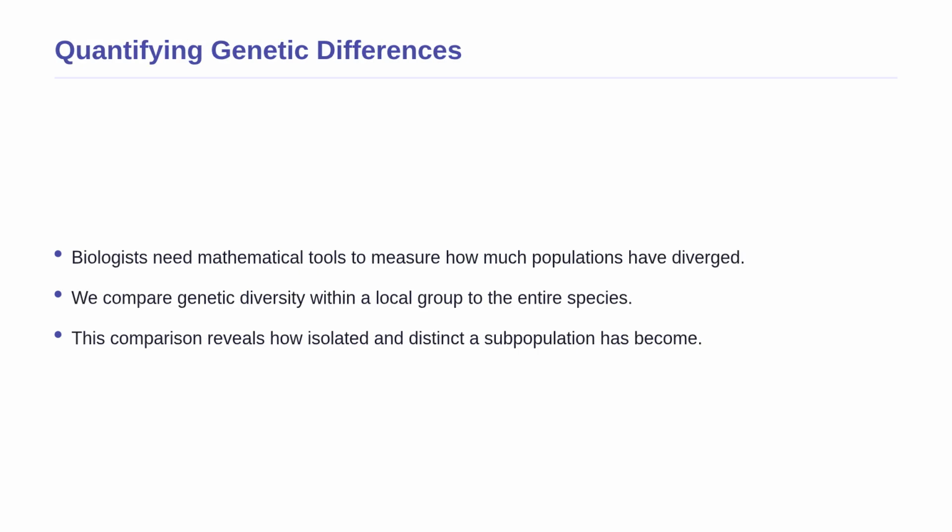Since we know these changes are happening, a crucial question arises: how do we actually measure them? To measure exactly how much microevolution has caused different populations to diverge, biologists use specific mathematical tools. We need to quantify the genetic differences between subpopulations of the exact same species. By comparing the genetic diversity within a small local group to the overall genetic diversity of the entire species, we can see exactly how isolated and distinct that local group has become. This brings us to a very powerful mathematical index.